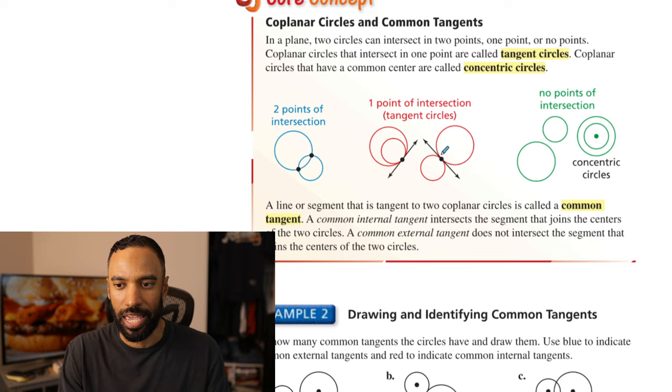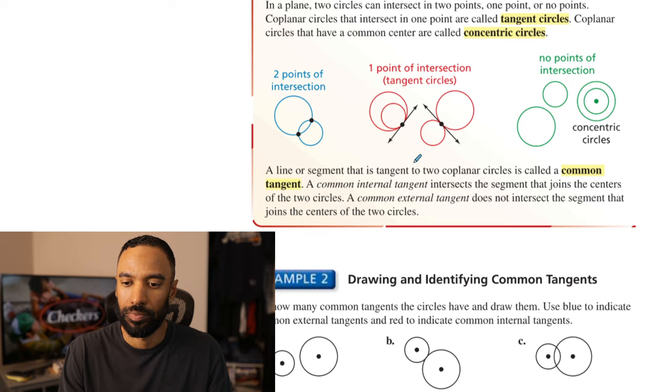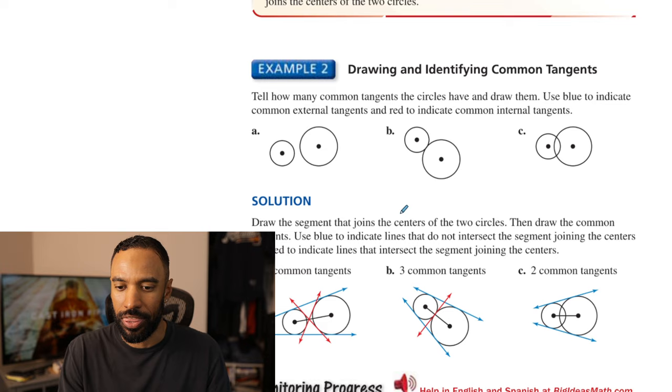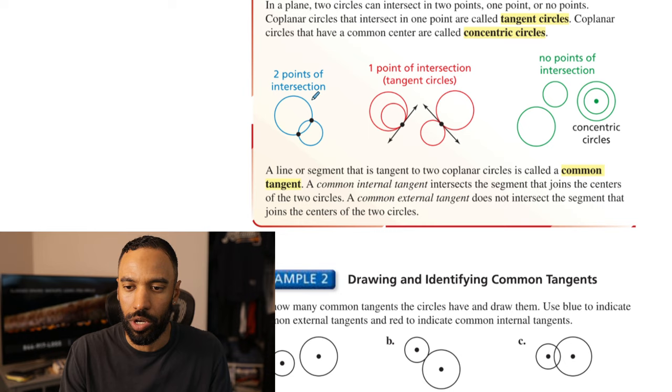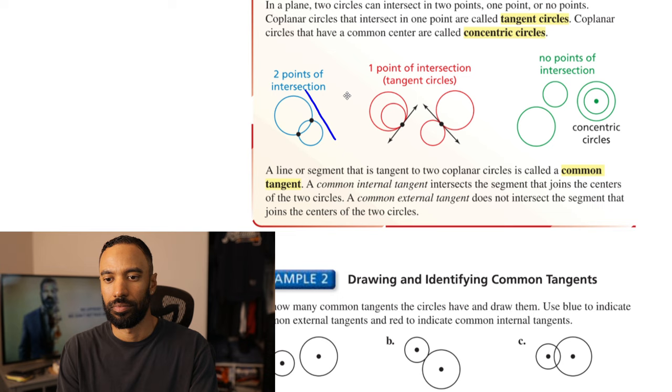They're drawing a tangent line to hint that you can draw a single tangent line through those two circles, and therefore they are tangent circles. A line or segment tangent to two coplanar circles is called a common tangent. So two circles on the same plane, I can draw a tangent line to both of these. It's called a common tangent, a tangent that's hitting both of them. Boom, boom, like that. A common internal tangent intersects the segment that joins the centers of the two circles.